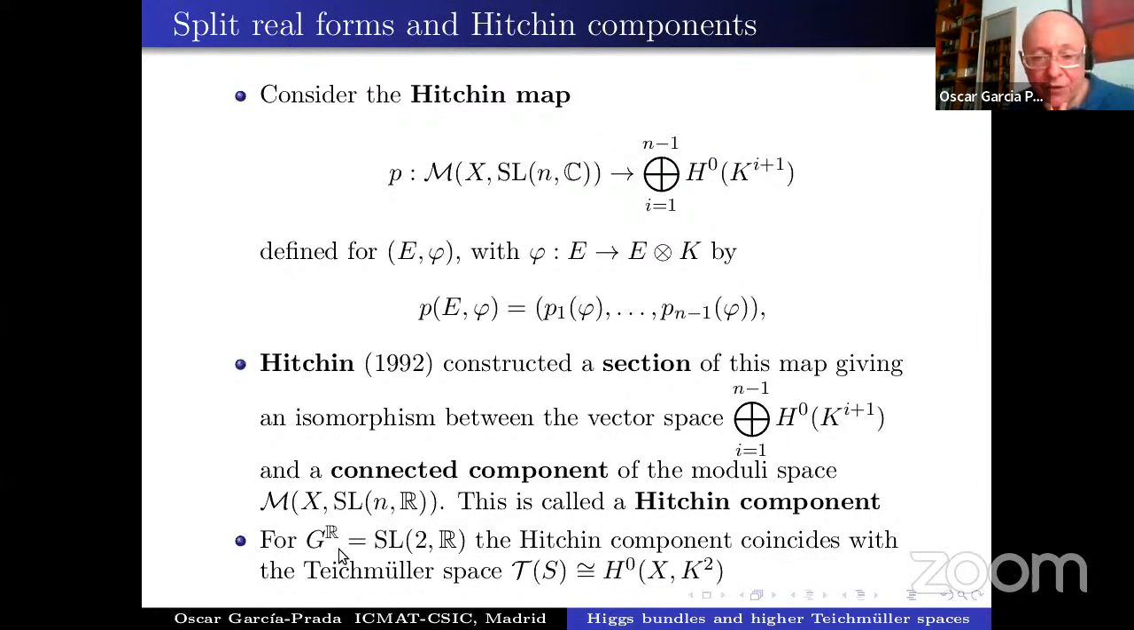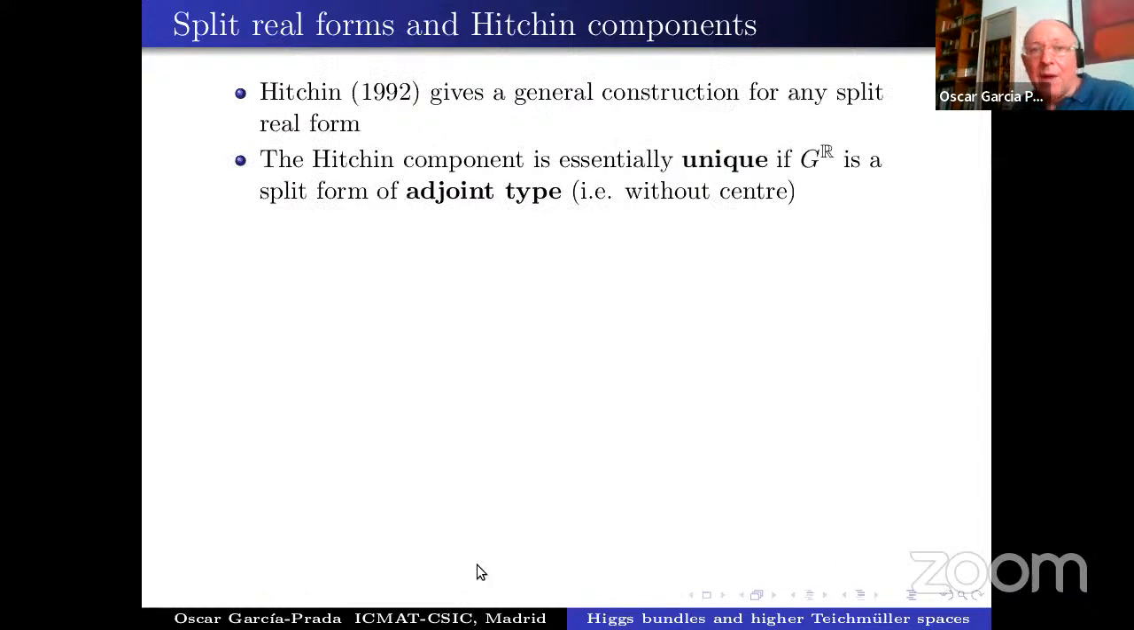For example, if you take G_R to be SL(2,R), in this situation, the Hitchin base really is just quadratic differentials, holomorphic sections of K squared. And so this Hitchin component coincides with Teichmüller space, identified with the quadratic differentials. Now, Hitchin gave in his paper actually a general construction for any split real form, and not just SL(n,R). And this component is unique if G_R is a split form of adjoint type, so we quotient by the center.